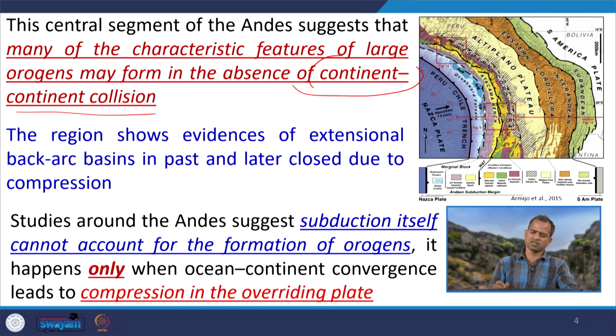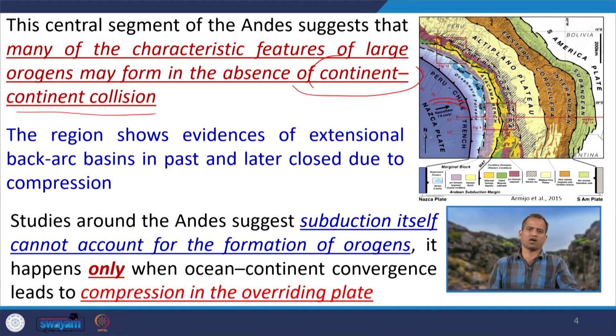However, in this case you see it is not a collisional system, it is a convergent system. That means not only a continent collisional system can develop such a mountain, continent-ocean convergence can also create the kind of mountain that is characteristic of the continent collisional type. And the region shows evidence of extensional back arc basins in the past that later closed due to compression.